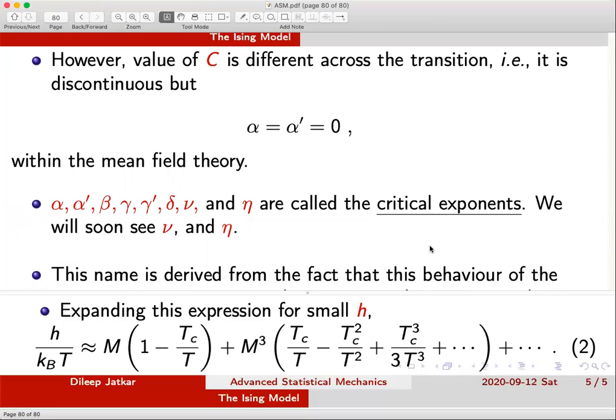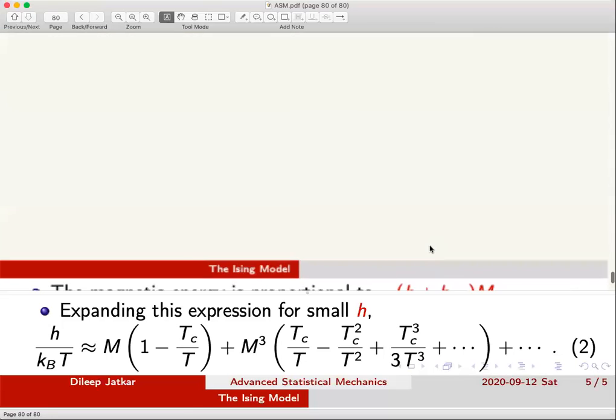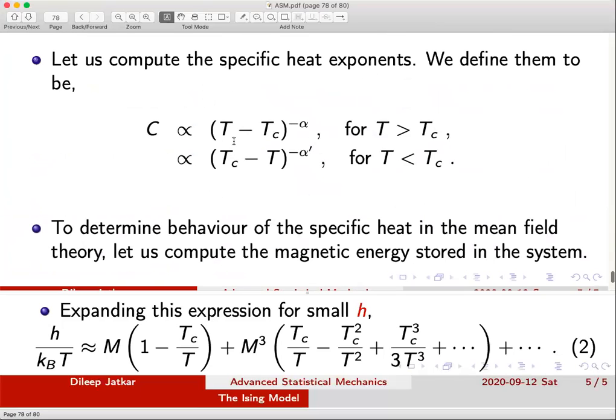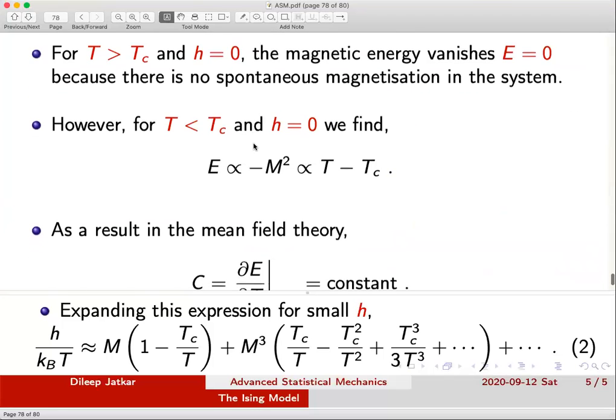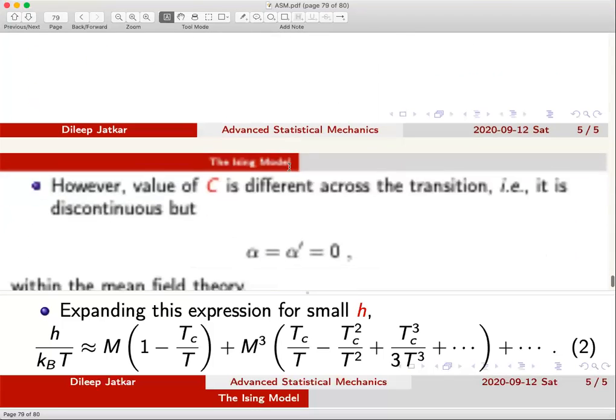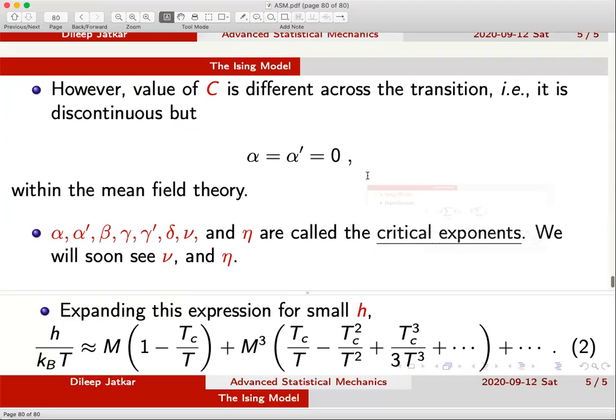But that is not what we are looking at. We are looking at how it is a function of T minus Tc, and alpha is that exponent. It is the exponent of dependence of the specific heat on delta T in some sense. Now that dependence doesn't exist. In the mean field approximation you find that alpha and alpha prime are both zero.